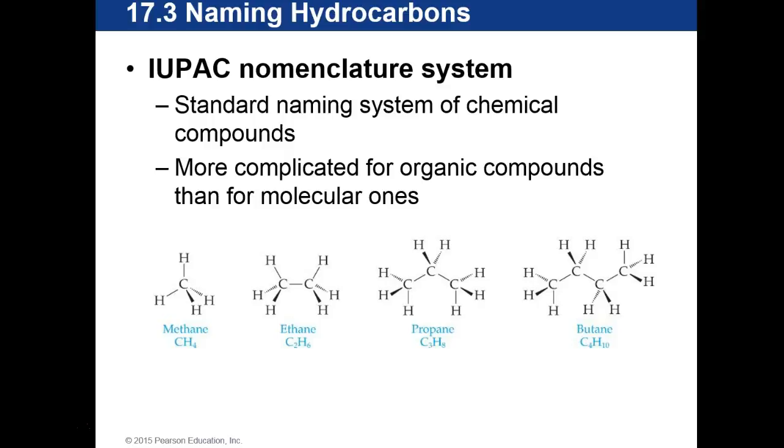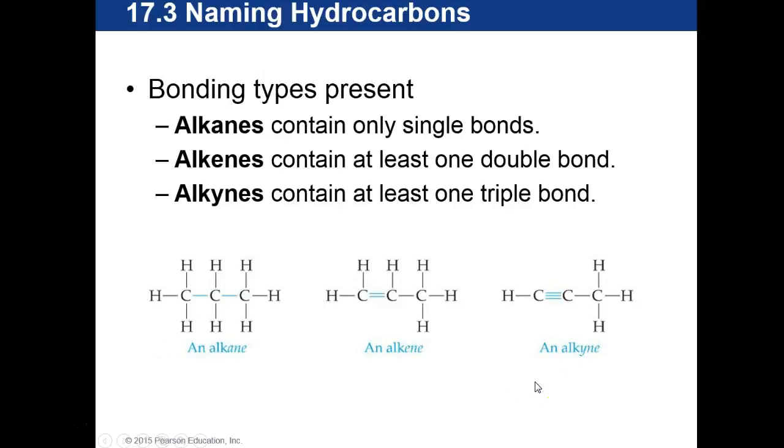We talked about the IUPAC nomenclature system. This is a standard naming system of chemical compounds. It becomes more complicated for organic compounds than for molecular ones. We got methane has 1 carbon, ethane has 2, propane has 3, butane has 4. We also name by the number of bonds present. An alkane is single bonds, alkene is double, alkyne is triple.